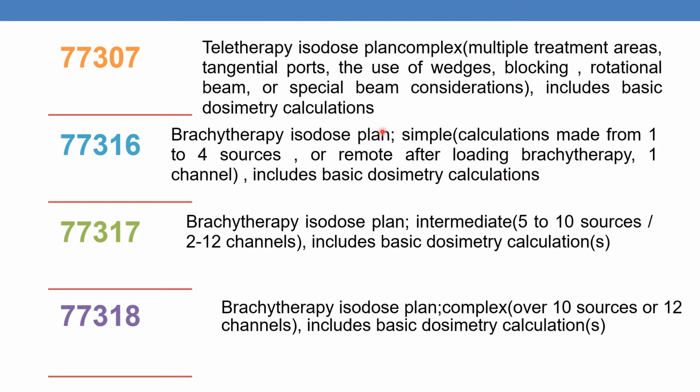That is, the calculations are made from 1 to 4 sources or remote afterloading brachytherapy for one channel. Includes basic dosimetry calculations. The next is 77317, brachytherapy isodose plan, intermediate. Intermediate means it involves 5 to 10 sources or 2 to 12 channels of remote afterloading brachytherapy. The next is 77318, brachytherapy isodose plan, complex, that is, over 10 sources or 12 channels. All these three codes, 77316, 317 and 318, include the basic dosimetry calculations.